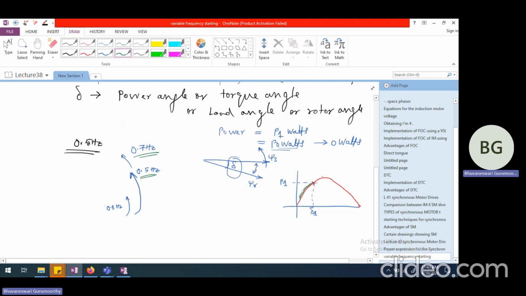So abruptly the power can go again to a large value. Because the power has gone to a large value, the rotor is going to accelerate. As the rotor accelerates, I'm going to have delta decreasing and the power decreasing. So repeatedly it is going to go back and forth like this. The delta and power values are going to go back and forth, and this is causing an oscillation in the power generated.